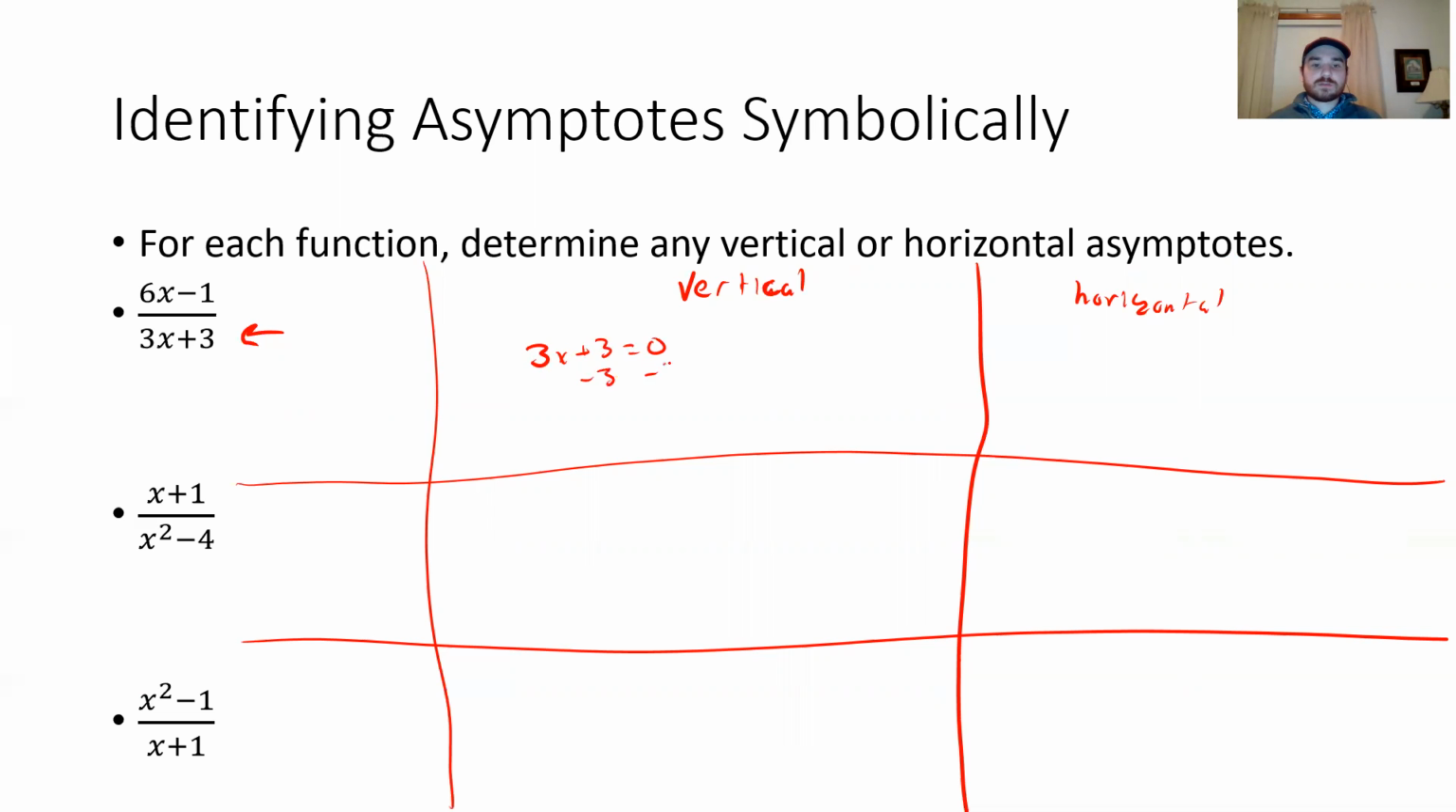Subtract 3 from both sides. Now you have 3x equals -3. Divide both sides by 3. You have a vertical asymptote at x equals -1. That one's pretty easy. Horizontal asymptote, we need to go back to our 3 rules.